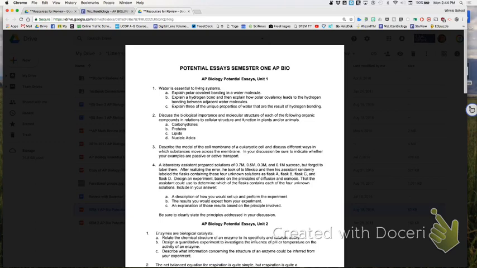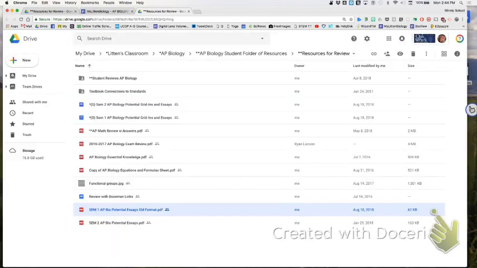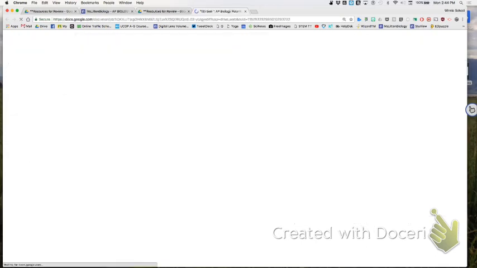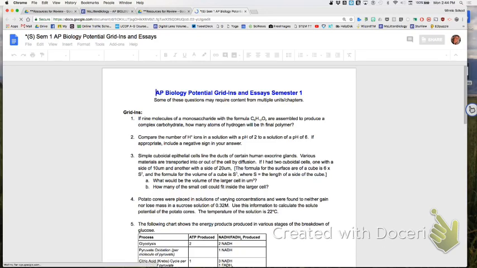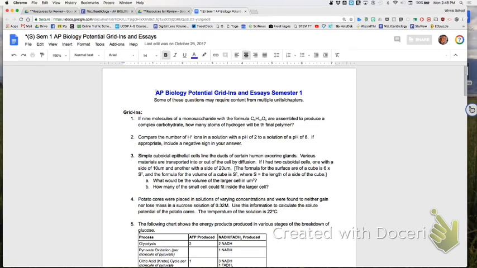Wait, I want a backwards arrow. Here we go. So if you look at semester 1 AP biology potential grid-ins and essays, if you open up this one, you could make a copy of it because it's on view only for you. It's because I own it. It's different. But I would make a copy, and I would literally type into this document. Each of you, your own copy. Okay?